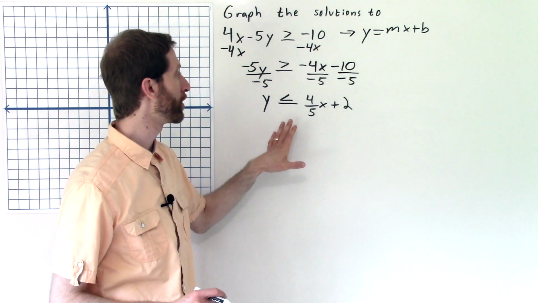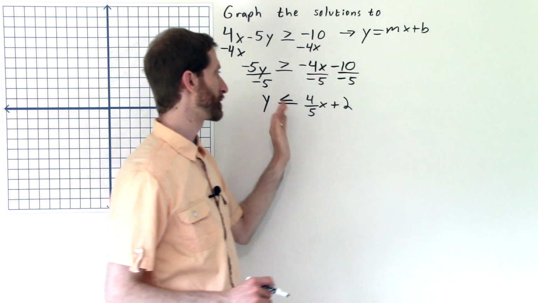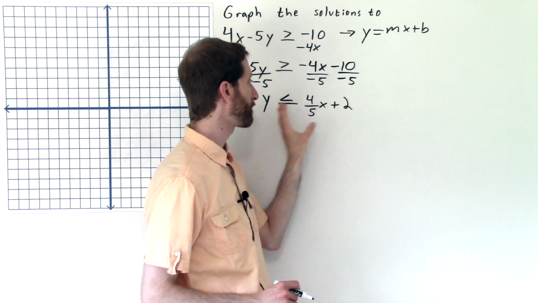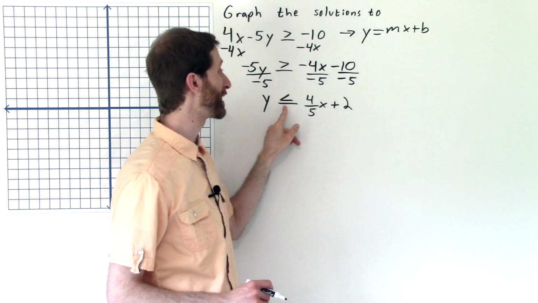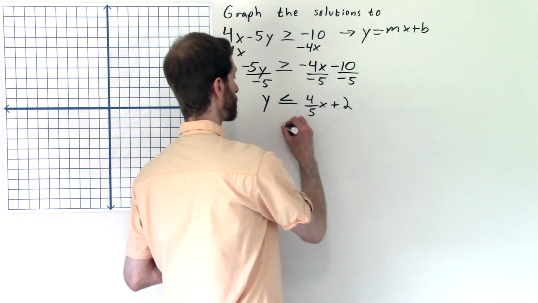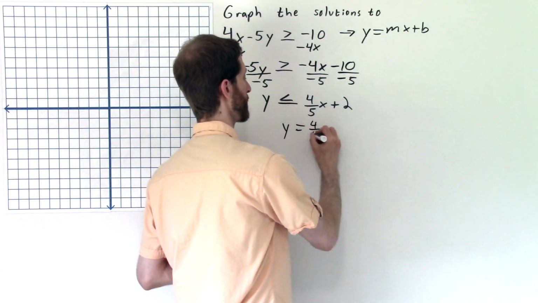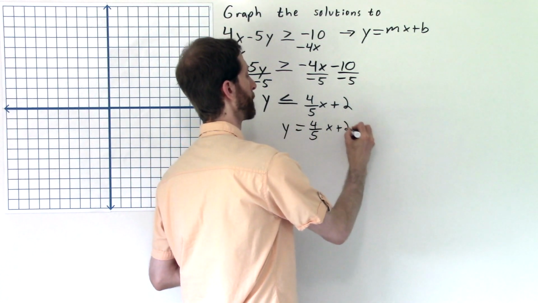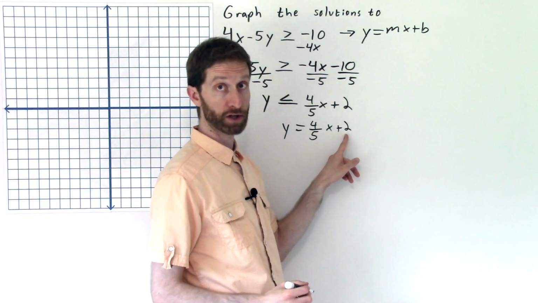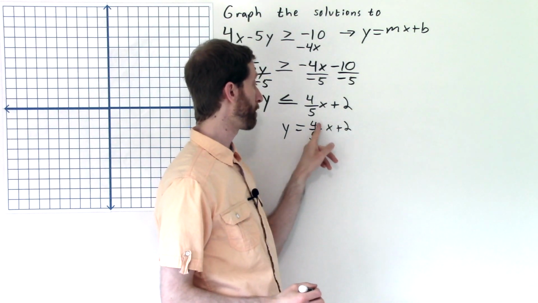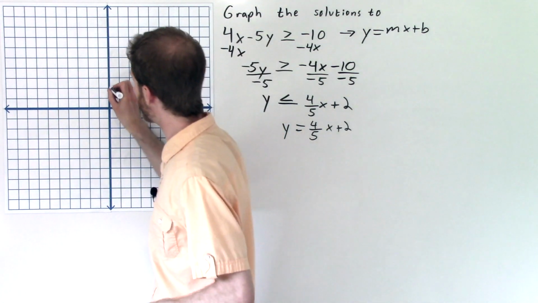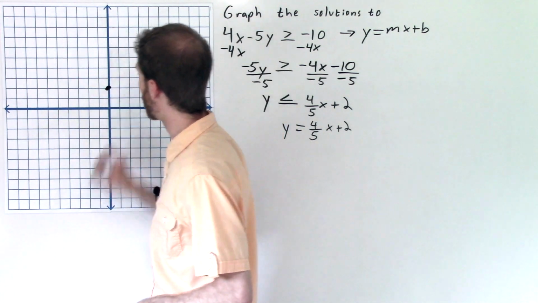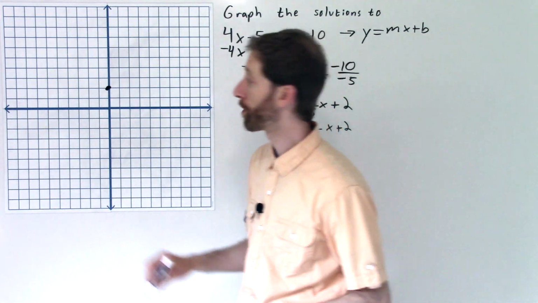Okay, so now from here, as we saw in previous videos, we just graph this like it's a normal line, and we notice that it's or equal to, so there will be a solid line. So I'm basically graphing y equals 4/5 x plus 2. Sweet. So it's a y-intercept of 2 and a slope of up 4, right 5. Let's do it. So a y-intercept of 2, right there, and then a slope of up 4, right 5.